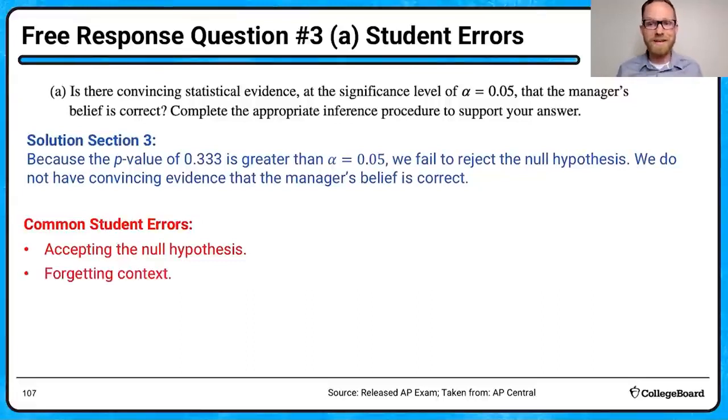Up next, and you're starting to see a theme here, it's about context. In that final statement, the second sentence, when we're talking about the alternative hypothesis, you need to make sure you put that in the context of the problem.